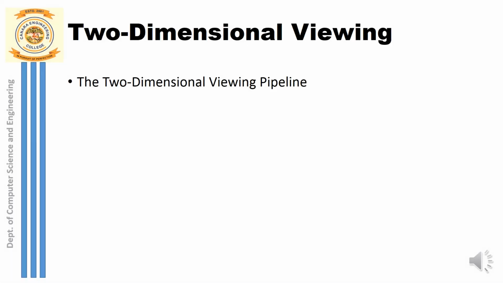Let's discuss the two-dimensional viewing process. Before we get into this topic, we will have to see some of the basics about 2D viewing. First, let's start with what a two-dimensional scene is, a 2D scene that is available in the real world. We will analyze that first and then we can move on to the viewing process.